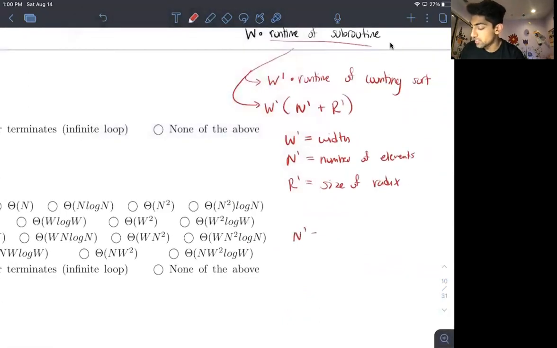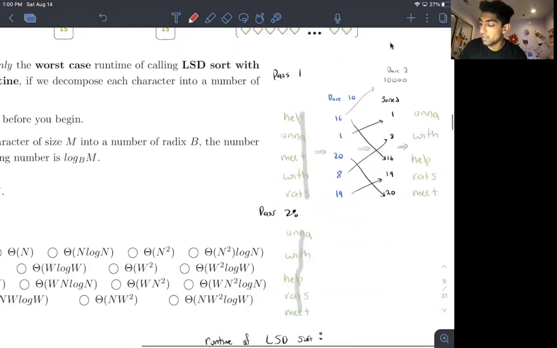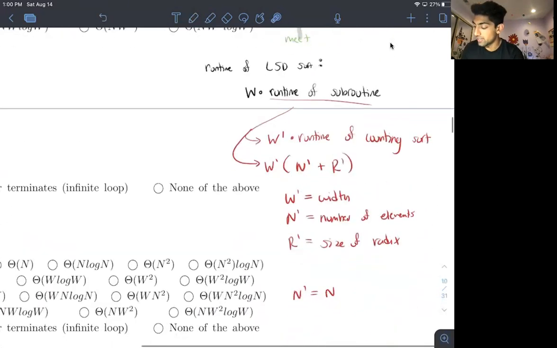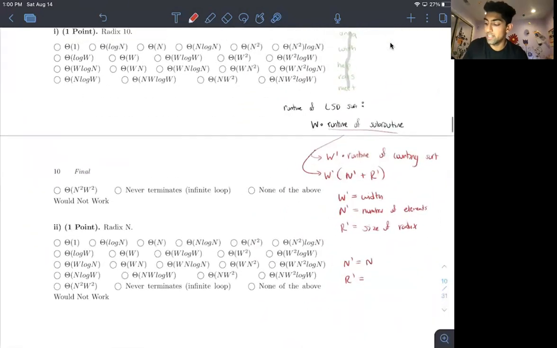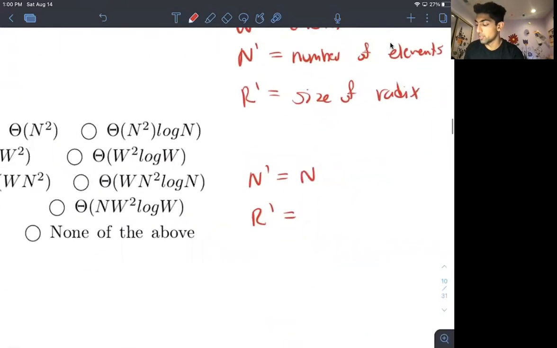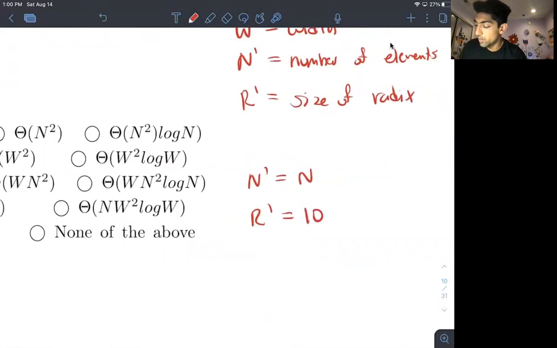So the easiest one is that n prime is just n, right? Because the total number of elements to our subroutine, when I'm running LSD radix sort here, is still n. We still have n elements, okay? So we know n prime is n. And then r prime is also easy. It's the size of our radix. So in this case, the problem states that our radix is 10. So let's just put 10 here. So all we really need to figure out is the width of each one of these numbers, right?